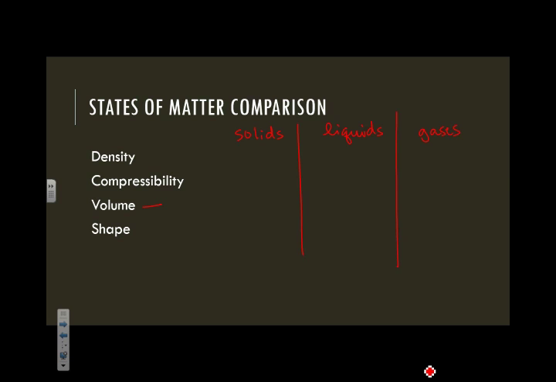So density. Density of solids, pretty high. Liquids, towards the higher end, but kind of in the middle, and gases are low. Compressibility, gases have a very high compressibility. That's why you can squeeze all that air into your car tire. Liquids and solids, pretty low.